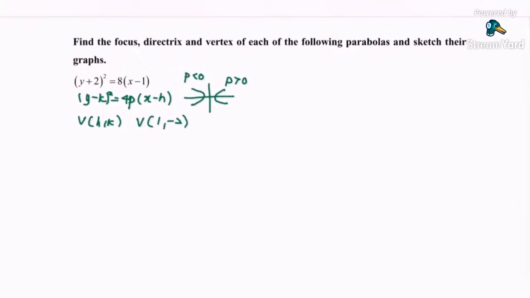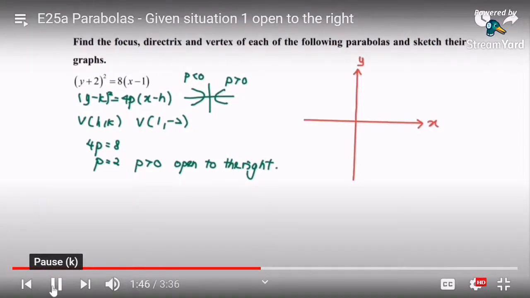Next, compare: 4p is equal to 8, so p is equal to 2. Since p is greater than 0, it will open towards the right. So next what we have to do is to refer to the graph.